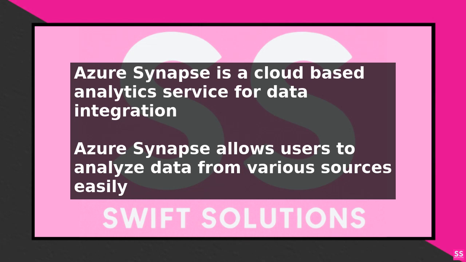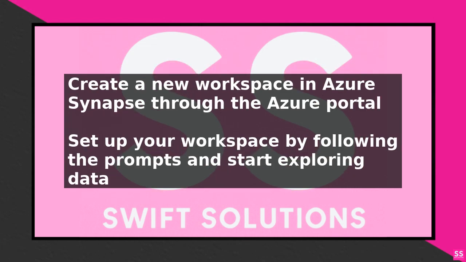Next step is to connect to your data source. Azure Synapse supports various data sources such as Azure Storage, Azure SQL Database, and on-premises data sources. You can connect to your data source by creating a new linked service. To do this, navigate to the Manage tab in your workspace and click on Linked Services. Then click on New and select the type of data source you want to connect to.